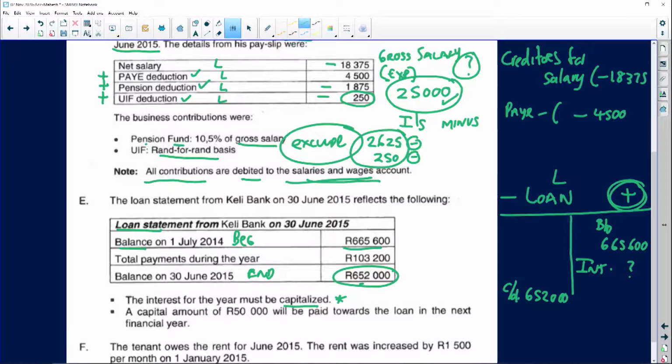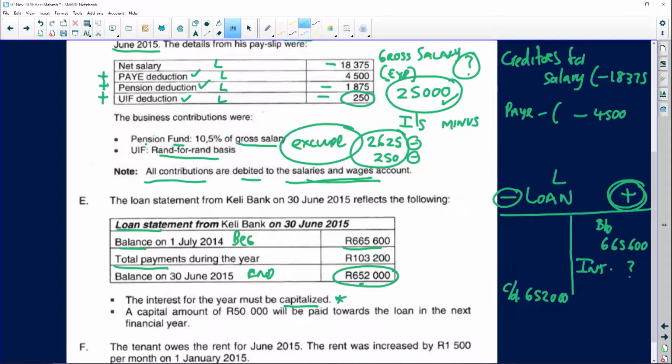Now we've also got repayments during the year, and remember, repayments obviously decrease your liability, it decreases the actual loan itself. So the total repayments for the year, an amount of 103,200. Now remember guys, the reason why I'm drawing up a T account is because this is going to assist me to calculate my interest for the year.